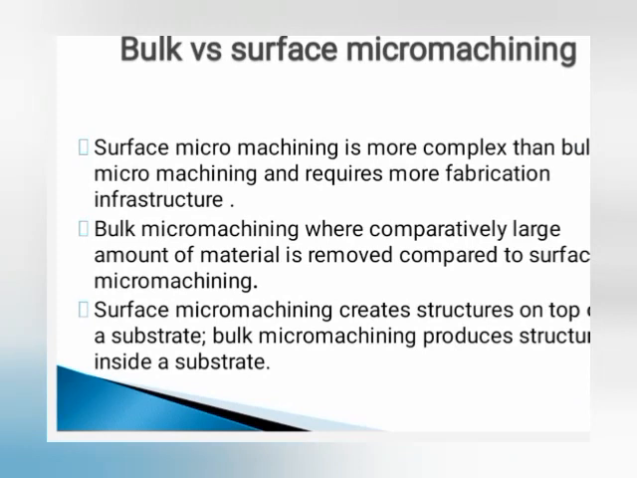Bulk versus surface machining process. Surface machining process is more complex than bulk micro machining and requires more fabrication infrastructure. Bulk micro machining is where a comparatively larger amount of material is removed compared to surface micro machining. Surface micro machining creates structures on top of the substrate, while bulk micro machining produces structures inside a substrate. So this is the comparison between the bulk and surface machining.